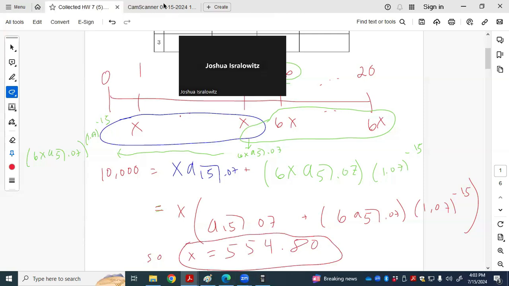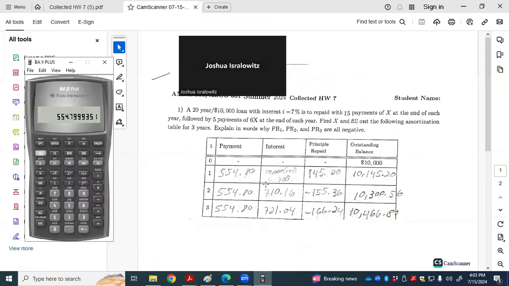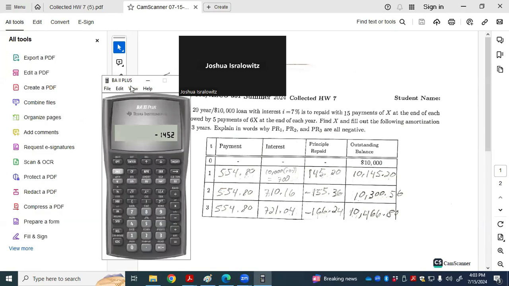Okay, so these are the payments. Let me quickly do this. I won't do it for the next one, I'll just throw it up for you to check. In the first year you owe 7% of 10,000, so it's 700. Let's do 554.80 stored into the 1 spot. So take this minus 700. 145.20 is how much it should be a minus. That got erased somehow. Sorry about that.